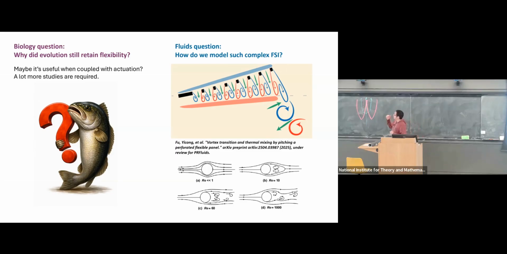And then on the fluid side, how do we model such complicated systems when we have these shear layers interacting with each other and combining into bigger wakes? Is this just a superposition of different flow past cylinder models, or is it more complicated than that? It's something that people can work on.